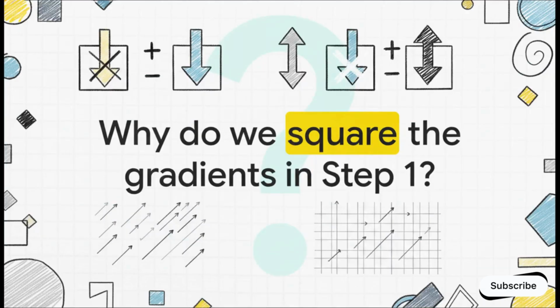Now I want you to think about this for a second. Why do we square the gradients in that first step? Well, we square them to completely strip away the sign or direction of the step. To shift gears properly, we only need to know exactly how steep the slope is.